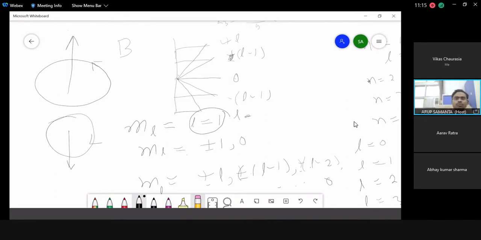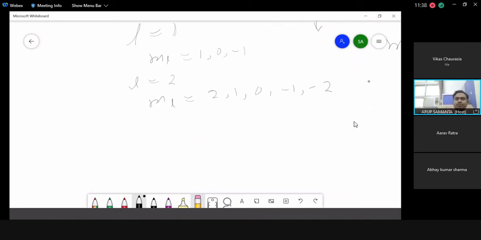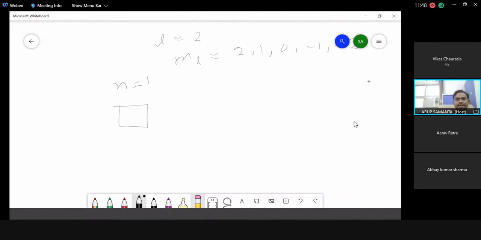So the ml value: for l equal to 0, ml is 0. For l equal to 1, ml values should be 1, 0, minus 1. For l equal to 2, ml values should be 2, 1, 0, minus 1, minus 2, and so on. Now for each of these ml values, if we consider n equal to 1, you have l value 0 and ml value 0.